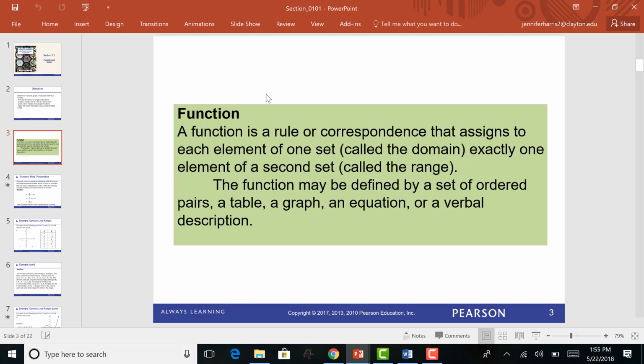How many times can it touch it? Just once. It can only touch the blue line one time. You can only draw one vertical line. It doesn't matter where you draw it, as long as you can see if it touches. So, does it pass the vertical line test? Yes. So this one is a function.